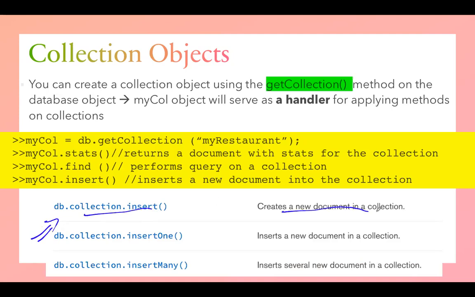It creates a new document in the collection. We're inserting a document. Insert one inserts a new document in a collection. Insert many inserts several new documents in a collection, okay? So it's all about getting used to these methods. The more you get used to these methods, the better you become at this. There is nothing fancy here.